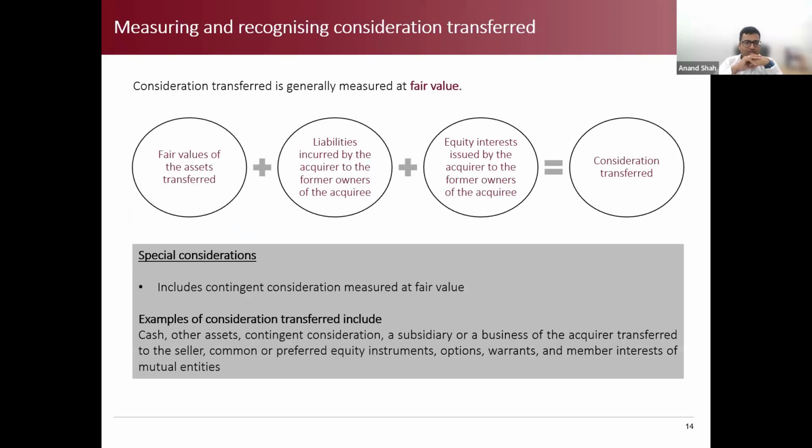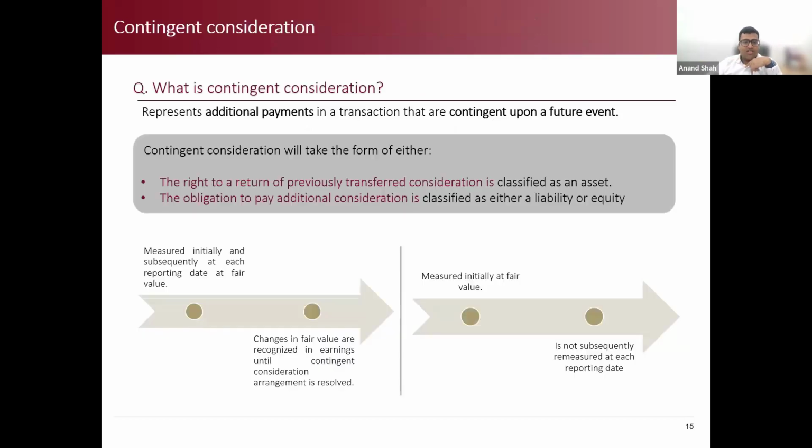Now, what do you mean by consideration transfer? It's essentially any kind of assets that were paid to acquire the company. So it could be cash, it could be some other asset on your books in case of a non-cash asset. It could be your own shares. It could also be any kind of liabilities that I have assumed, which I will be paying off to the erstwhile owners. And it also includes any kind of contingent consideration. Contingent consideration is something that is required to be measured at fair value, and it essentially means that there are additional payments that are contingent on a future event.